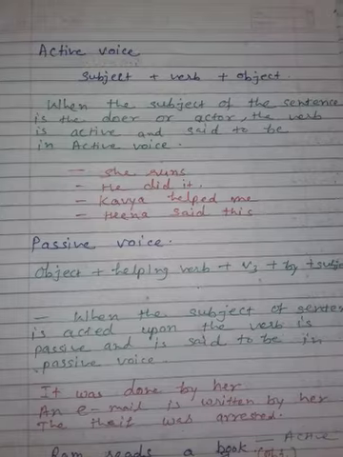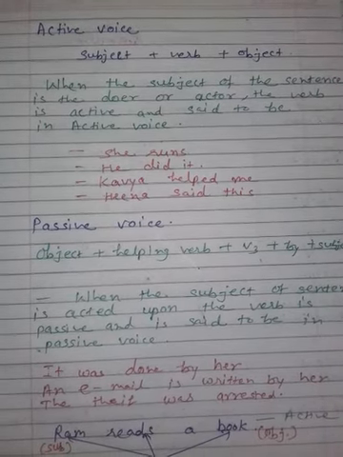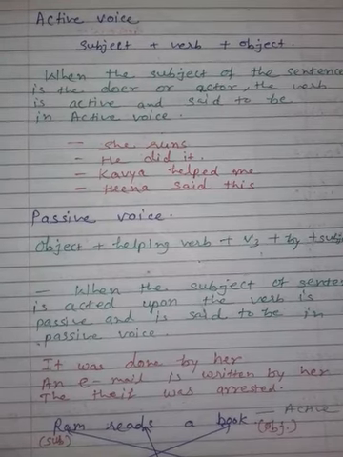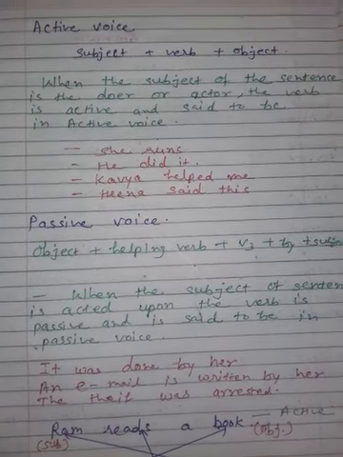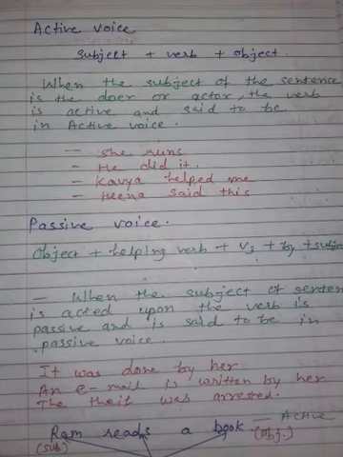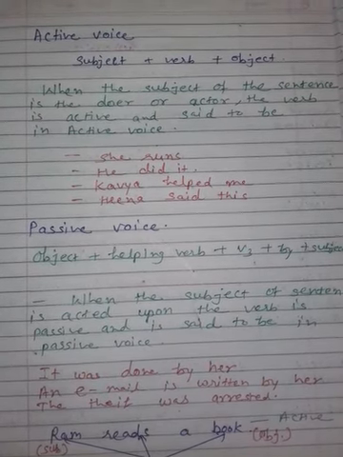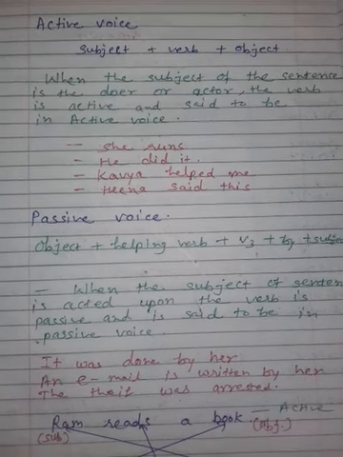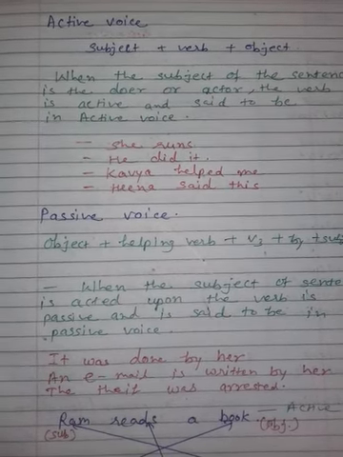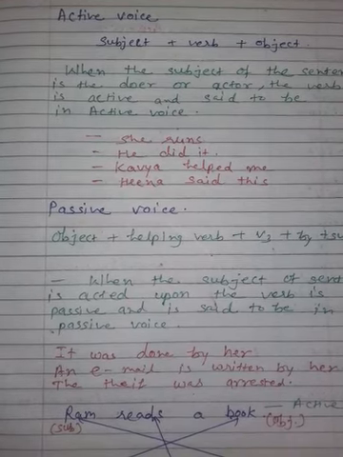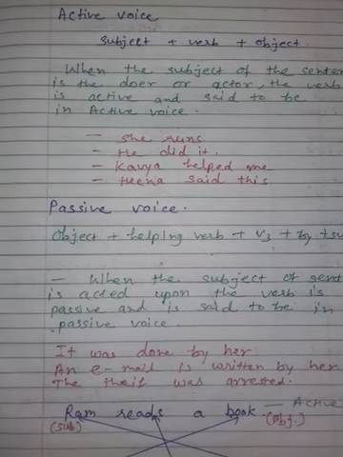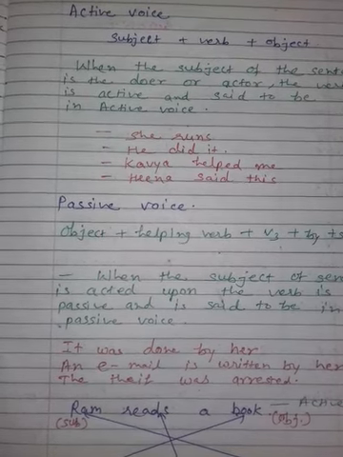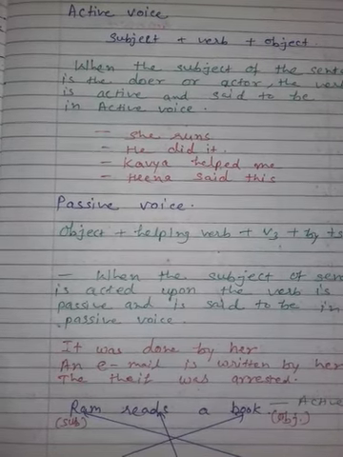So what is active voice? When the subject of the sentence is the doer or actor, that means he is doing something, the verb is active and said to be in active voice. Here you can see the examples. She runs. She did it. Kavya helped me. Hina said this. She runs: she is the doer of this sentence, the subject of this sentence.